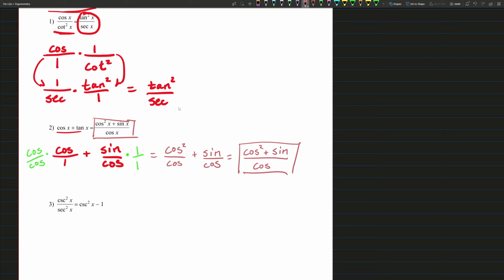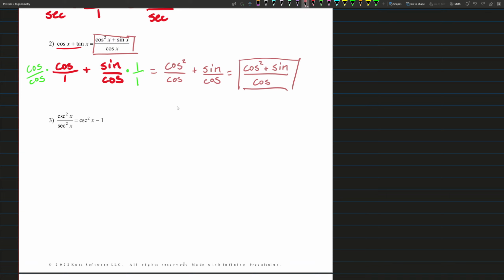For number three, numbers 1 and 2 are just using the reciprocal identities, the ones in that big box up above. And number 3 is going to use one of the Pythagorean identities. So again, I'm going to decompose this left-hand side into cosecant squared over 1 times 1 over secant squared. And this right-hand side, we need to think about a little bit.